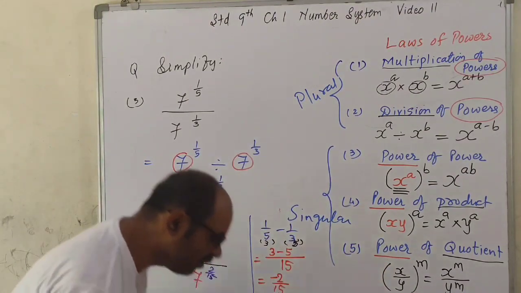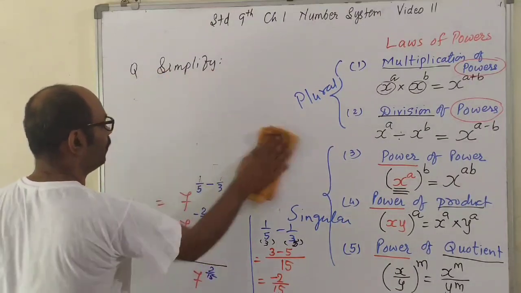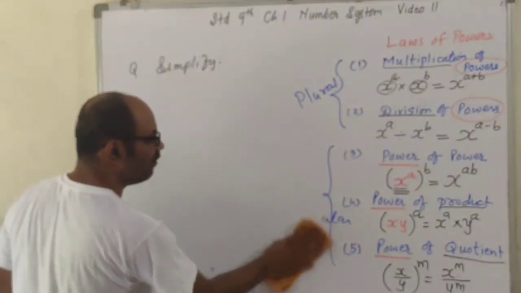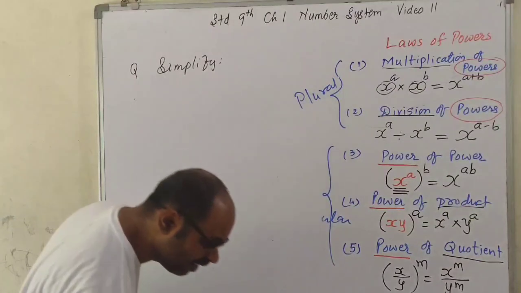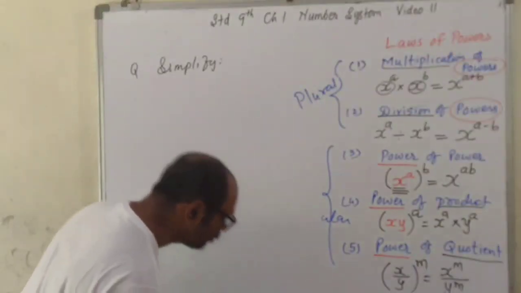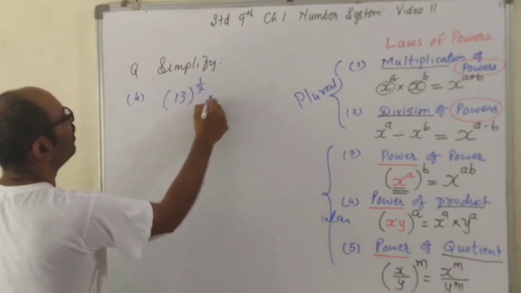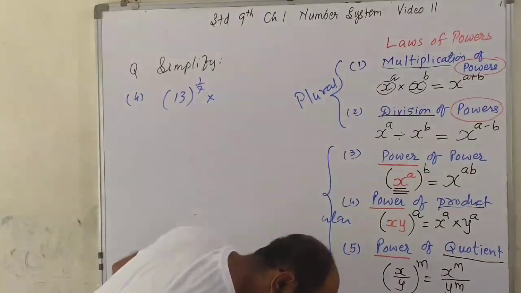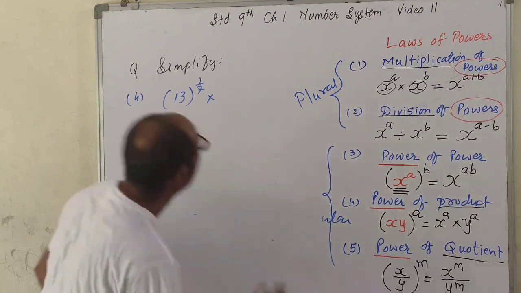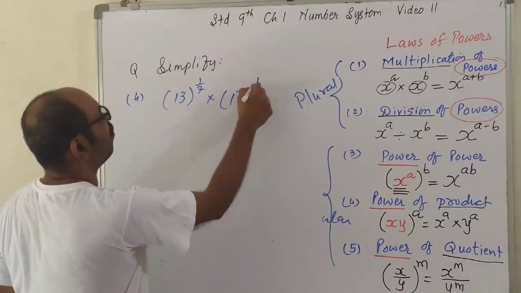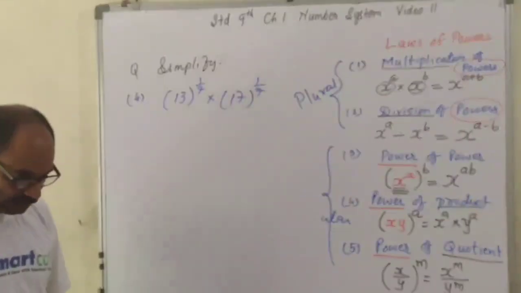Next one. Let's see. We have to just simplify, children. Fourth one. 13 raised to 1/7 into 17 raised to 1/7. Okay.